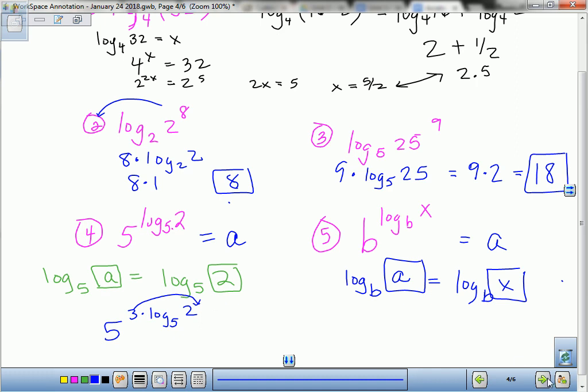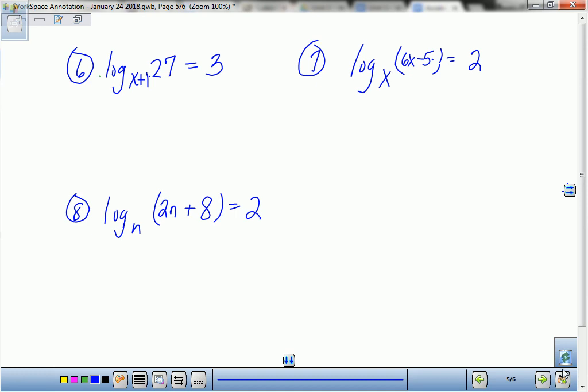Okay. Now, weird ones this way. So these are similar to what we've done, but different. So log base x plus 1 of 27 equals 3. All right, can anybody look at it and tell me the answer? 1. All right, so when we can't look at it and immediately say the answer, we have to switch forms.